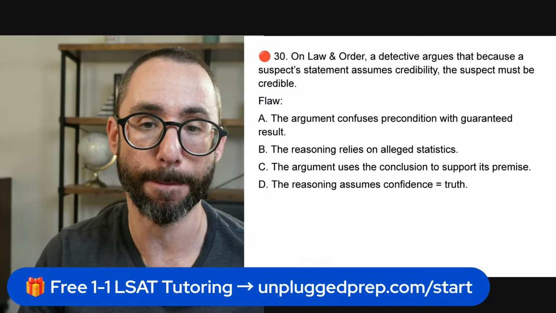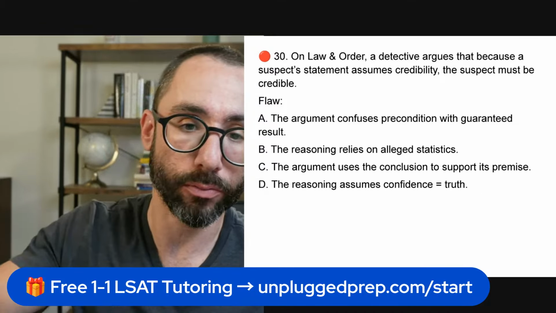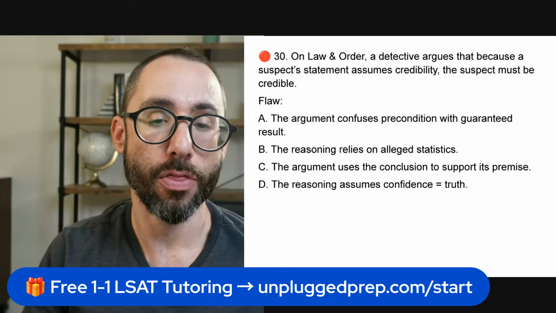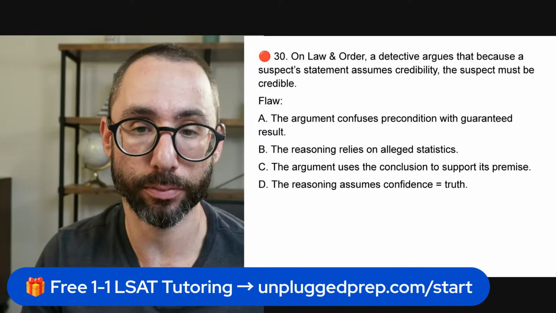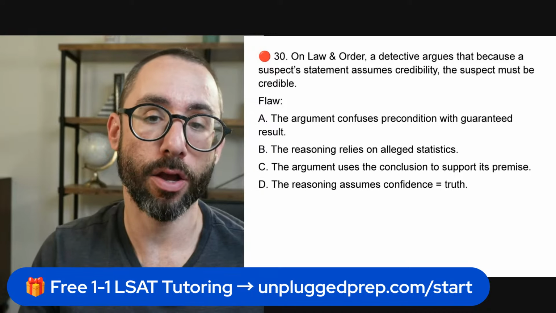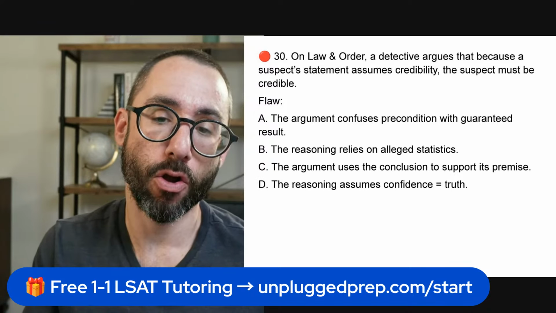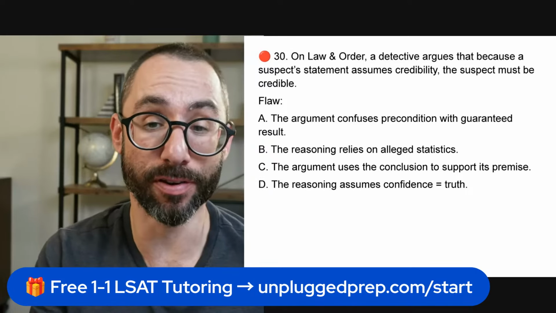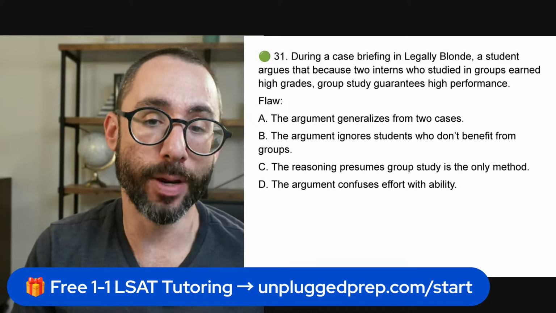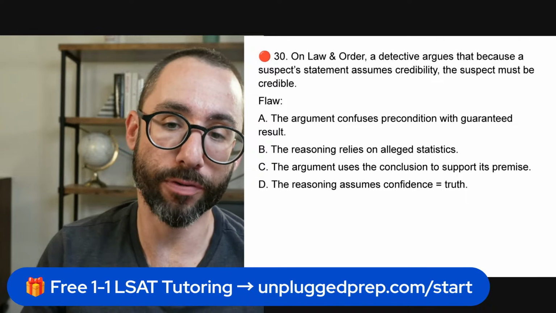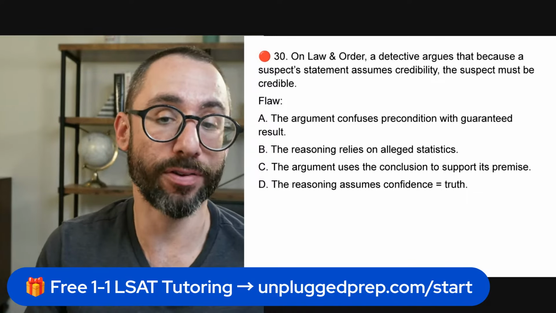On to number 30. On Law and Order, a detective argues that because the suspect's statement assumes credibility, the suspect must be credible. What is the flaw? A, the argument confuses precondition with guaranteed result. B, the reasoning relies on alleged statistics. C, the argument uses the conclusion to support its premise. Or D, the reasoning assumes confidence equals truth.